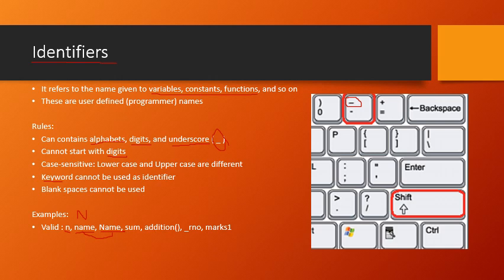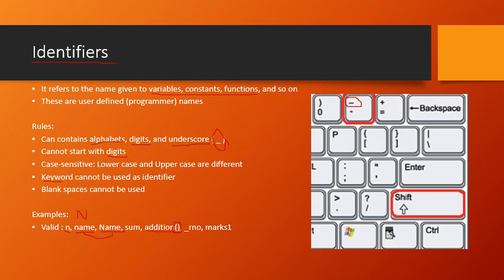Then there is something called sum. This is also a valid identifier. Then addition, right? It is also an identifier. See, this addition is a function actually, right? Functions are denoted with the open and close brackets, right?